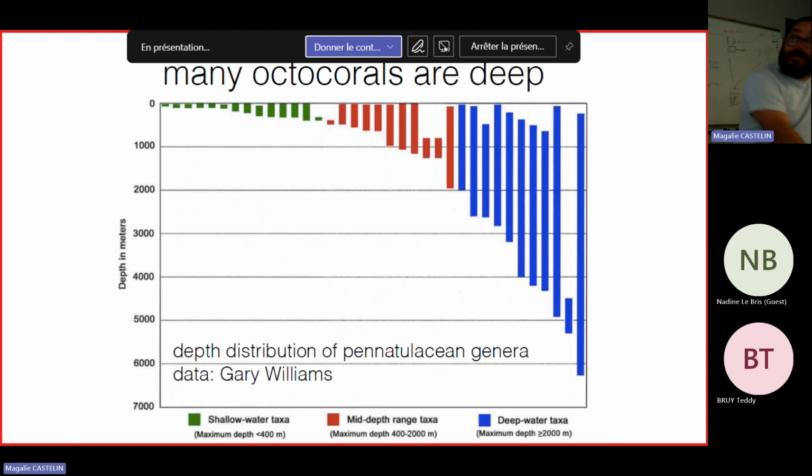It just says many octocorals are deep. Clique deux fois sur la punaise. Une fois sur la punaise. Une, ouais. Et encore? Non?